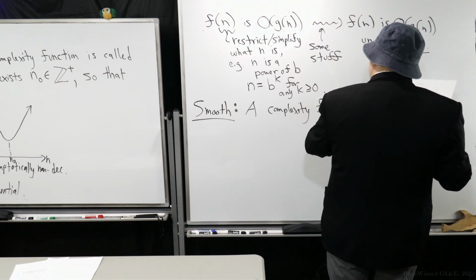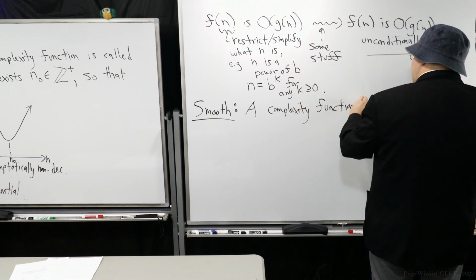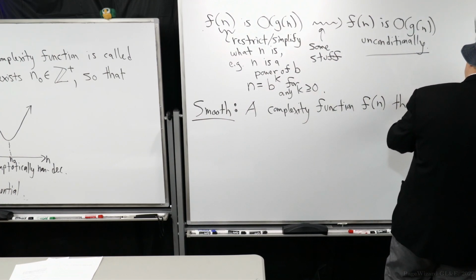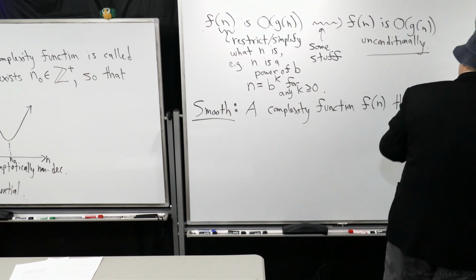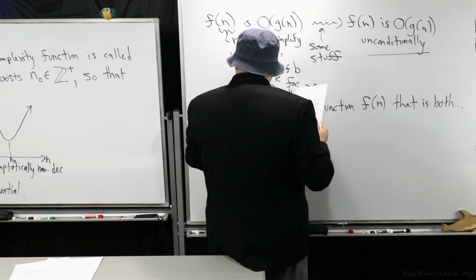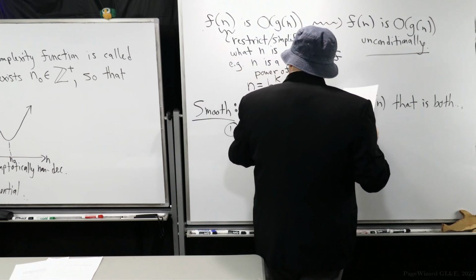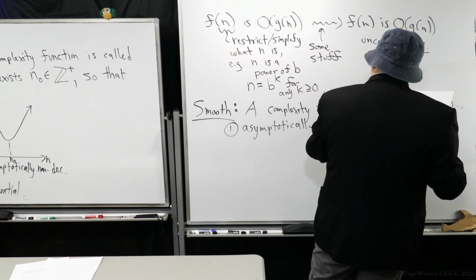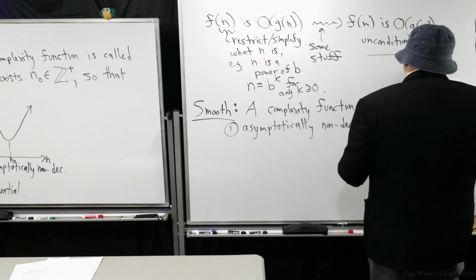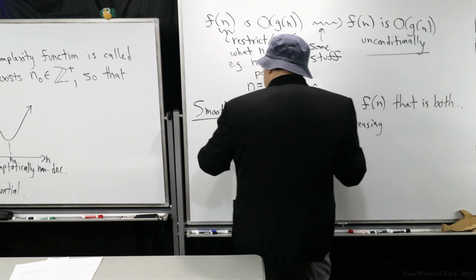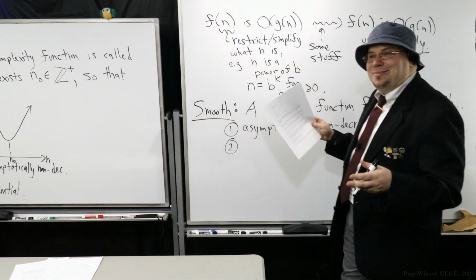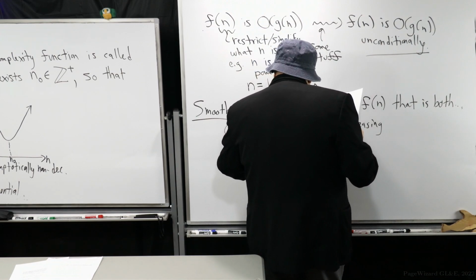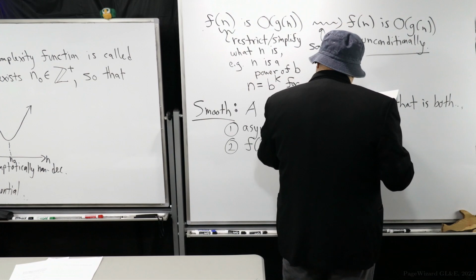So if I want to talk about a smooth function in this context, I'll say a complexity function f that has to be both these things. The first thing is that it's asymptotically non-decreasing, which we've already talked about. And two, the following has to be the case. And this is why, in Big O Bootcamp, we'd be interested in this: f of 2n is big O of f of n.